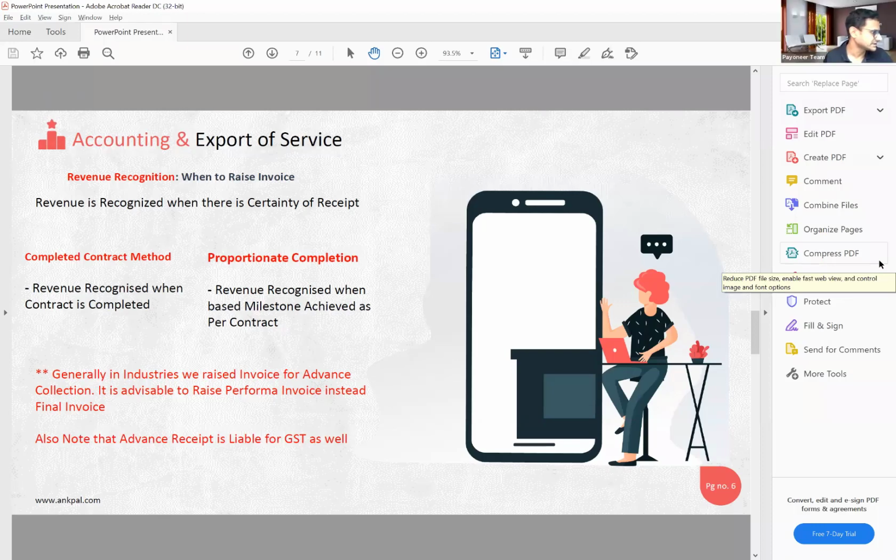Sure. I think there are other questions also, but let's move forward and we can take other questions. Perfect. So guys, let's take up the accounting part of the export of services.